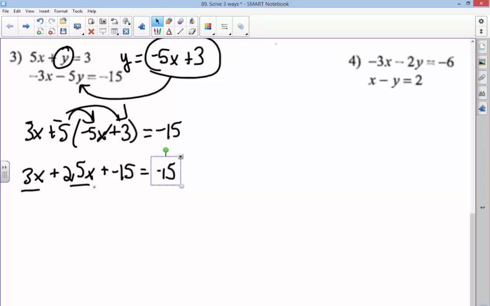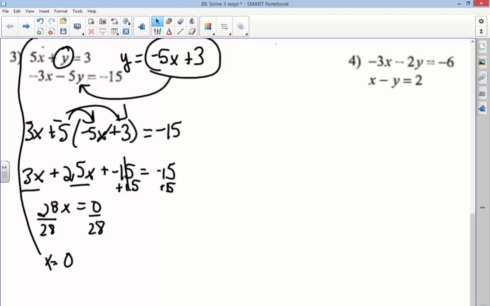These are on the same side of the equation, so 28x, and let's go ahead and add that 15. So 28x equals 0. To get the x alone, you would divide by 28. So x equals 0. You can have 0 over something. And then you're just going to plug that 0 back into one of the initial equations.